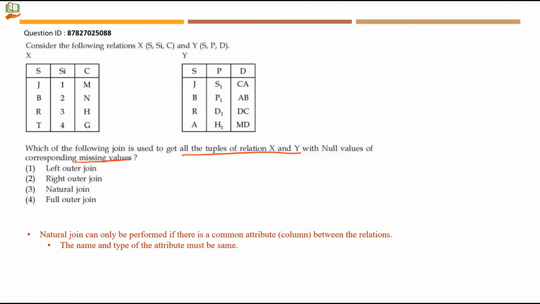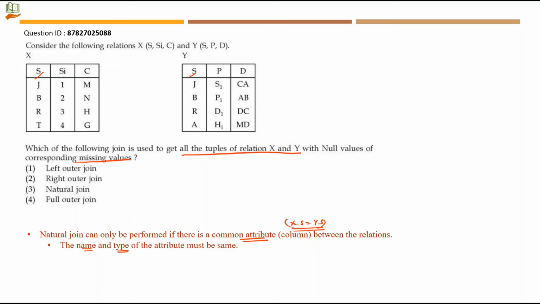What is a natural join? It can be performed if there is a common attribute between the relations. The name and type of the attribute must be the same. Even in left or right join, they said x.s is equal to y.s. In natural join also we can say this. Both these values belong to the same type, and the name is also the same in both relations. So this is the common attribute they are talking about in natural join.